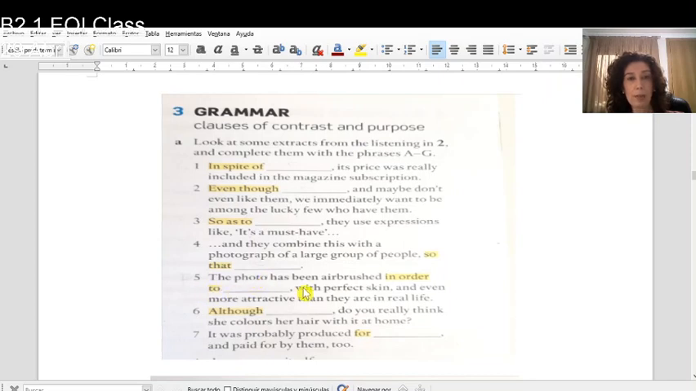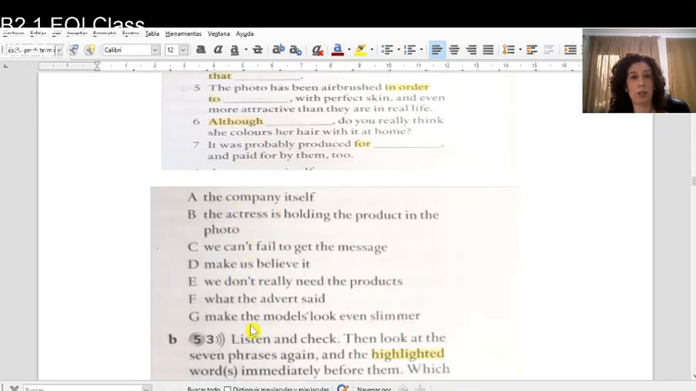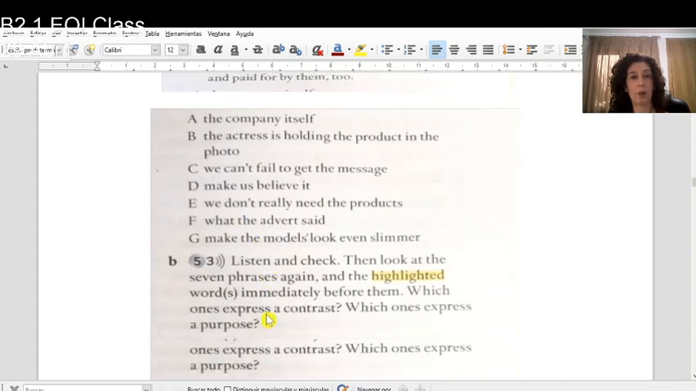5. The photo has been airbrushed in order to. With perfect skin and even more attractive than they are in real life. 6. Although, do you really think she colors her hair with it at home? And number 7. It was probably produced for and paid for by them too. Then, pause the video, pare el video, and try to match these sentences, including one of these. And after that, we are going to listen to it.